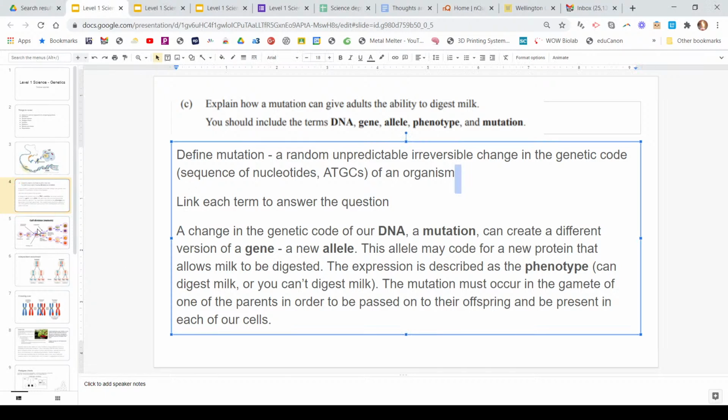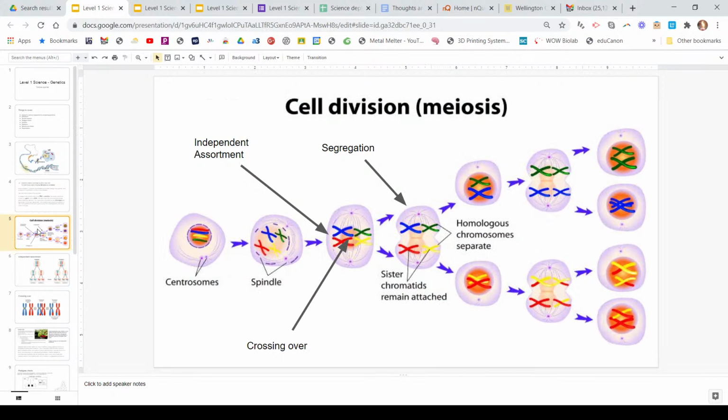Okay, so I think that allows us to move on to the next big topic that a lot of people wanted some help with, which is meiosis. So here's a bit of an image of meiosis. I've tried to pick one that's got a bit of color, different color for the different chromosomes. There's a few terms in there that you don't desperately need to know, so I wouldn't worry too much about the centrosomes or the spindle.